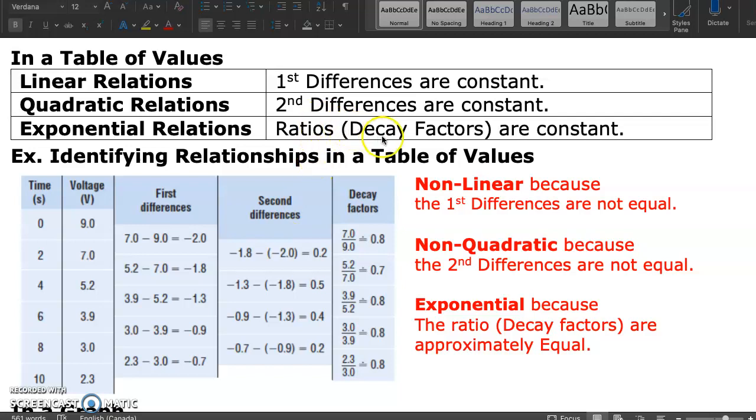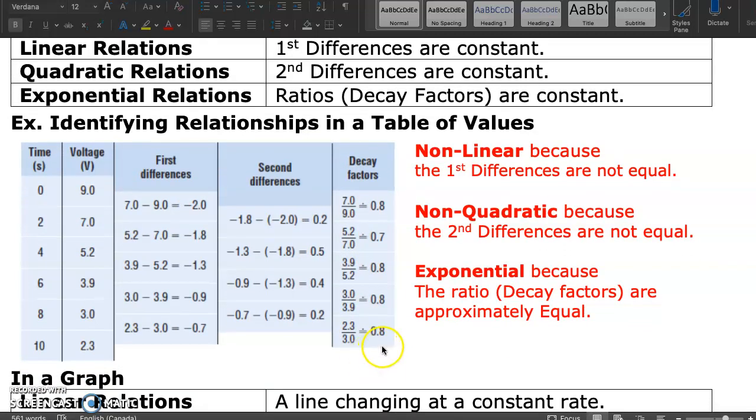And for exponential relations, the ratios, or decay factors, are constant. So in this case here, we take 7 divided by 9, 5.2 divided by 7, and so on to get the decay factors. Now this is approximately equal to 0.8 for each. So this would be an exponential model.